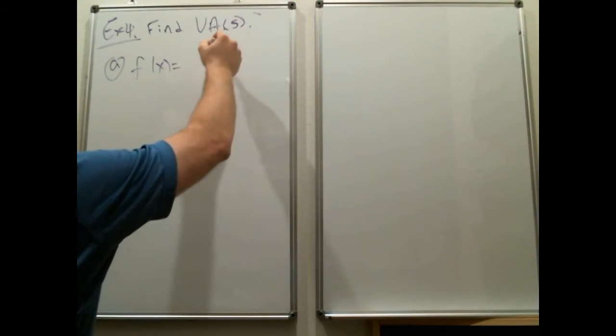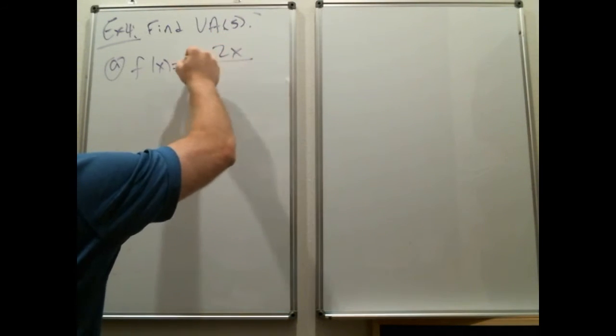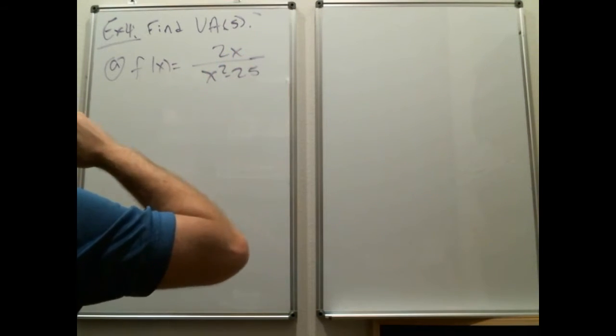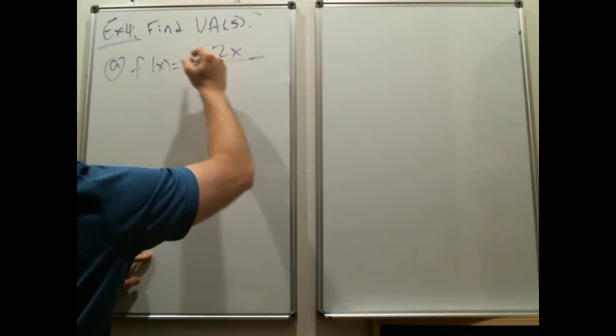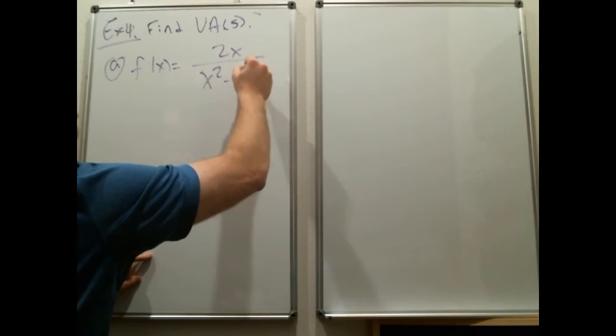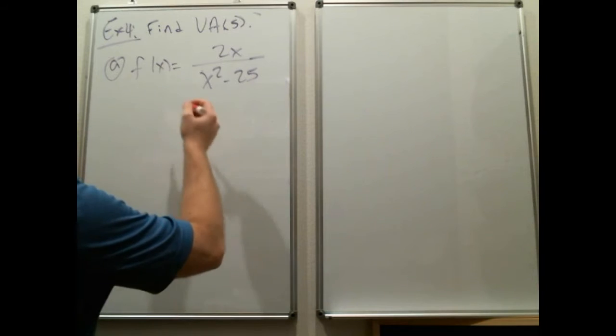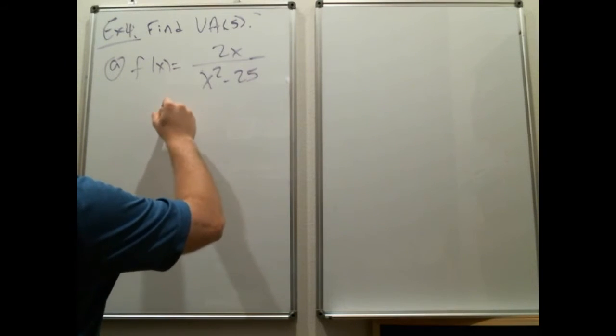So let's do 2x divided by x squared minus 25. It looks kind of bad. X squared minus 25. Alright, we already talked about this. Finding the vertical asymptote is very similar to finding the domain. And in fact, this is even shorter than finding the domain. You set the bottom equal to 0, solve for x, and out pops your vertical asymptote.